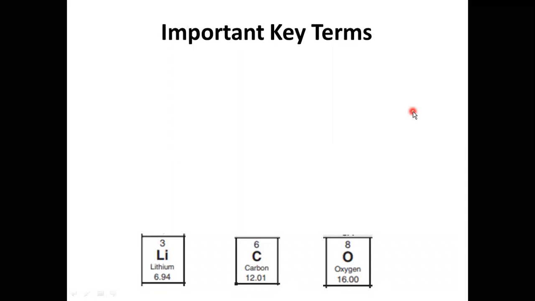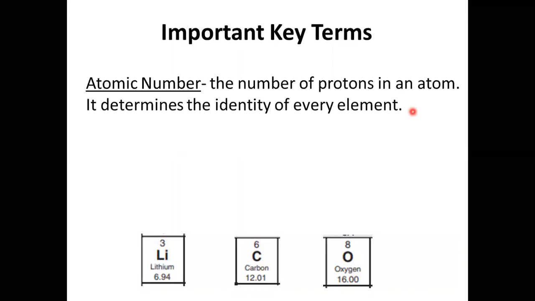So some important key terms that we should inherit from this lesson. There's something called atomic number, which relates to the number of protons. That gives the identity of every element. For example, lithium has atomic number 3. All lithium atoms have 3 protons. Carbon, however, atomic number 6. All carbon atoms have 6 protons. Oxygen, on the other hand, atomic number 8. So our identity is based on our number of protons, which we call the atomic number.